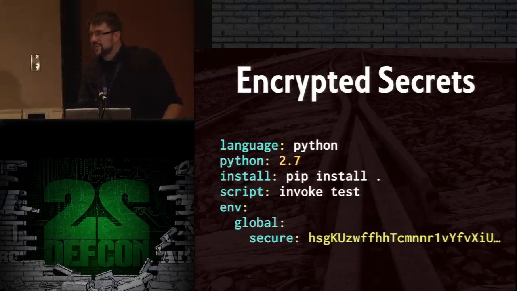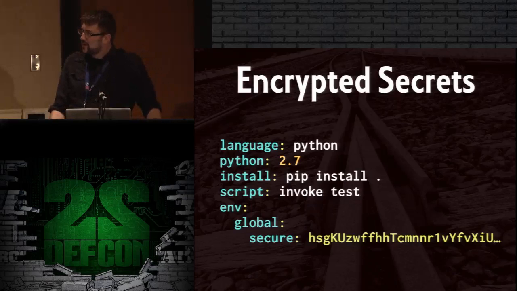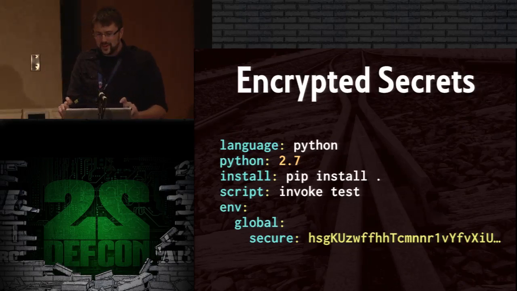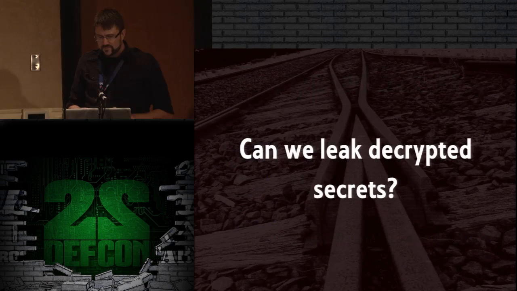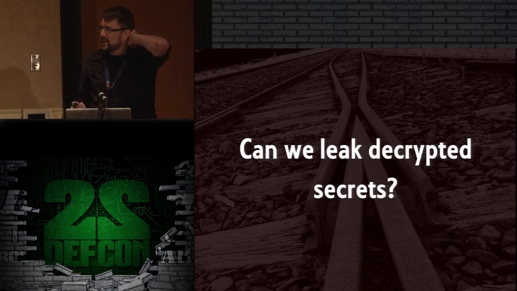They have this neat thing called encrypted secrets, though. Like, you put the secret on the web, out in the open. So I was curious if I could use this. And so all this does is it sets up an environment variable that can be used later. So could we leak those decrypted secrets? Like, where do they come out? How do I get the secrets out?